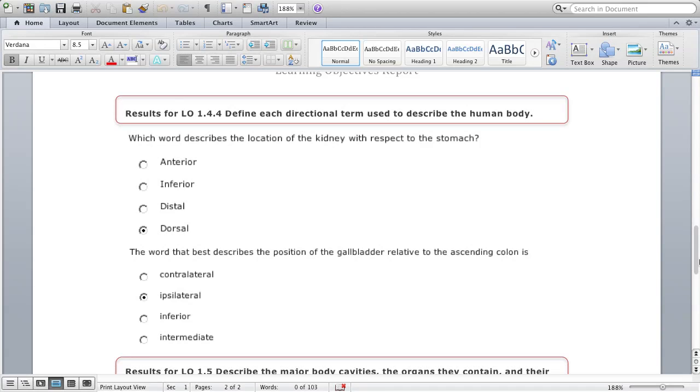The most appropriate answer for this question is ipsilateral, because the gallbladder is on the right side, on the inferior side of the liver, and the ascending colon goes through the peritoneal cavity on the right side. So ipsilateral, meaning same side, would be the most appropriate answer for this question.